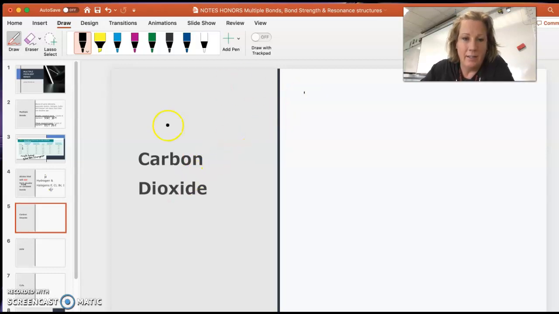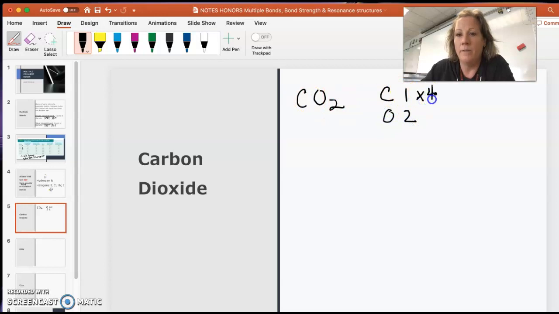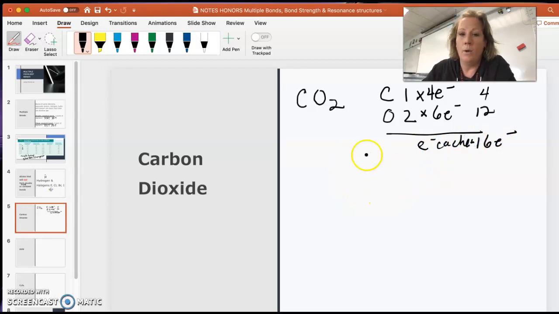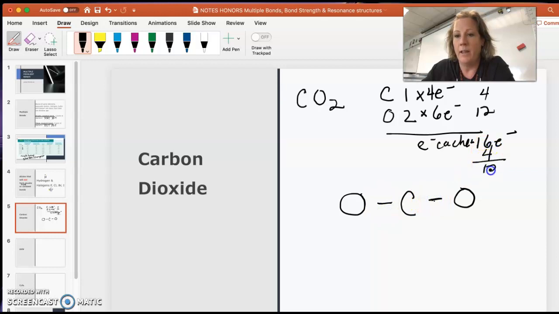Carbon dioxide is CO2. So we've got carbon and oxygen. We have 1 and 2. Carbon has 4 valence electrons. Oxygen has 6. So that gives us 12 and 4 for a total of 16 electrons as my electron cache. Now I'm going to put carbon in the middle, because carbon has the most unpaired electrons. I'll put the oxygens on the side. And now I've used up 4 total electrons, so I have 12 left.